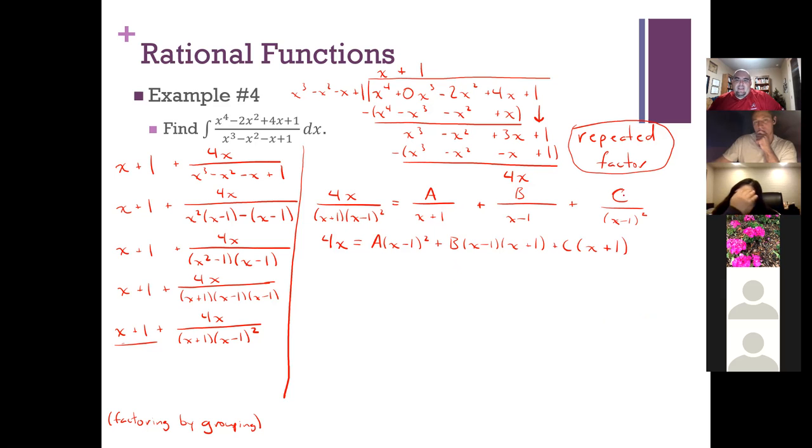But then really, because we have no idea where we're going to end up, we need one factor for the linear x minus 1 and one factor for the quadratic x minus 1. Because the individual rational functions that add together to make 4x over x plus 1, x minus 1 squared, there might be two of them, there might be three of them. But really what we're doing is planning for every contingency.